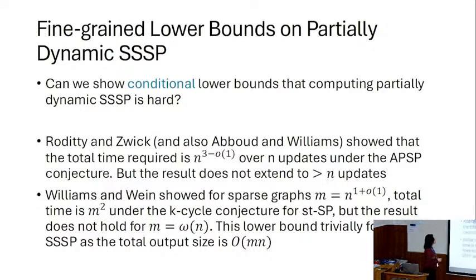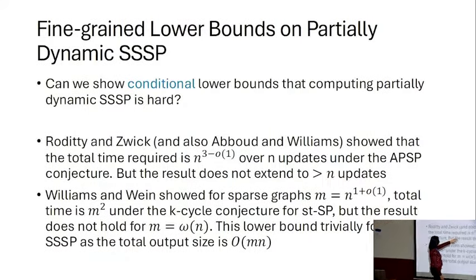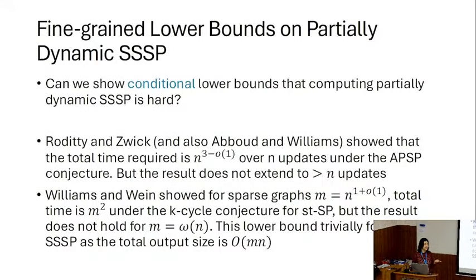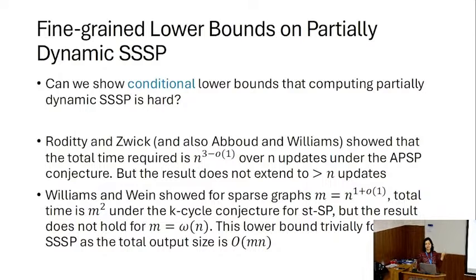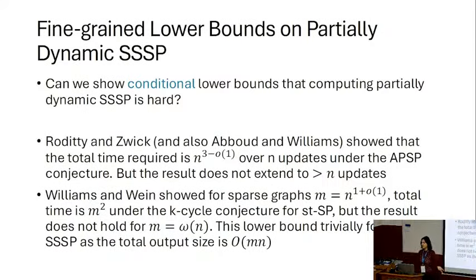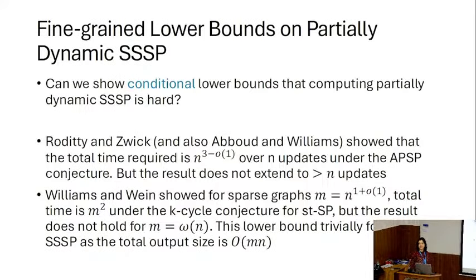Roditty and Zwick showed that the total time required for partially dynamic SSSP, either incremental or decremental, is at least n cubed, and that's over n updates. What are the drawbacks of that lower bound? It doesn't rule out that there are n costly updates, and after that the updates are much cheaper. Overall there are m updates, so n updates could be requiring n cubed time, but maybe after that all the updates are cheaper, and overall your total time is still n cubed. So that doesn't tell you that whatever Dijkstra is doing is the best possible. There could be a better algorithm even if this lower bound holds.